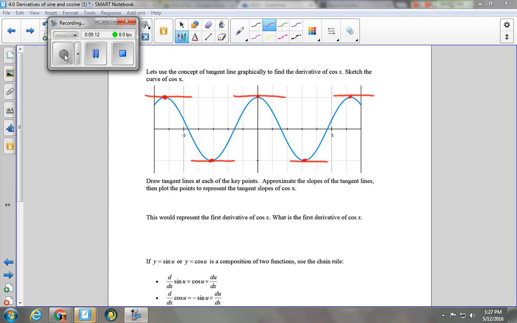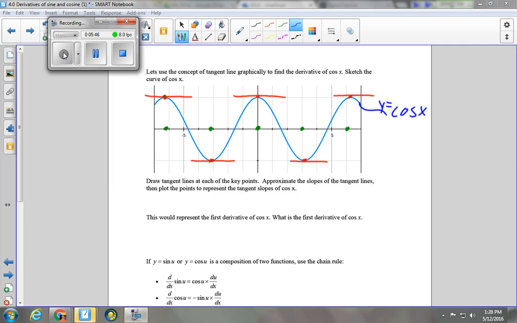So if we're going to graph the derivative of that, all we've got to do is say, okay, at this point here, that's going to be 0 on my new graph. This is going to be 0 on my new graph, and 0, and 0. Just so we don't get confused, this blue line was cos x, or y is equal to cos x.